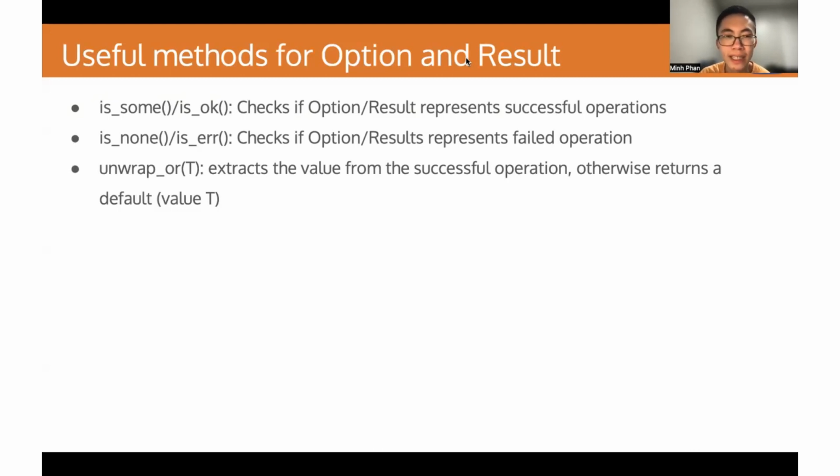And the other two functions, is_none and is_err, are the opposites of the above functions. These check if the Option or Result represents a failed operation. We also have the function unwrap_or, this function extracts the value from the successful operation, or otherwise returns a default, that is a value T we will pass into the function here. And you can call this on both Option and Result.